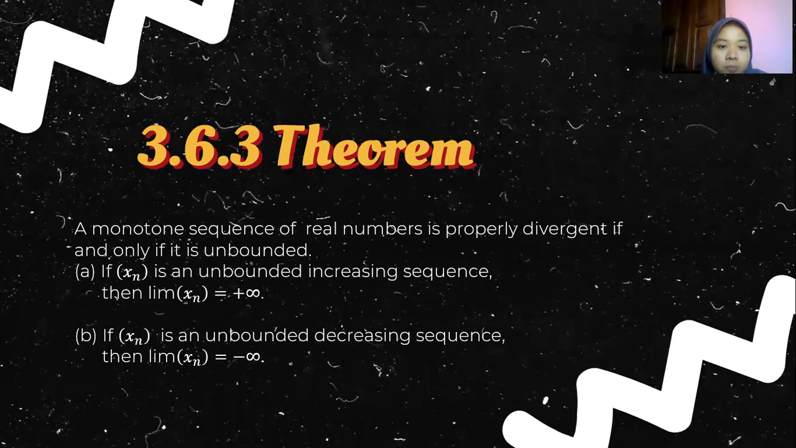Theorem 3.6.3: a monotone sequence of real numbers is properly divergent if and only if it is unbounded. Point A: if (xn) is an unbounded increasing sequence, then the limit of xn equals positive infinity. Point B: if (xn) is an unbounded decreasing sequence, then the limit of xn equals negative infinity.